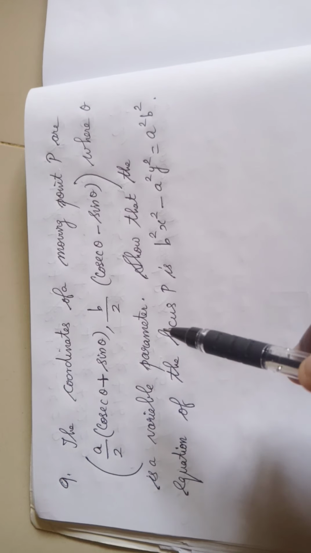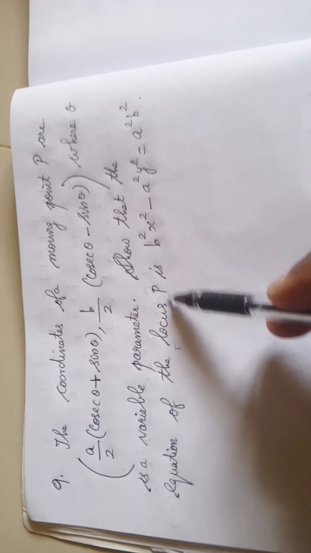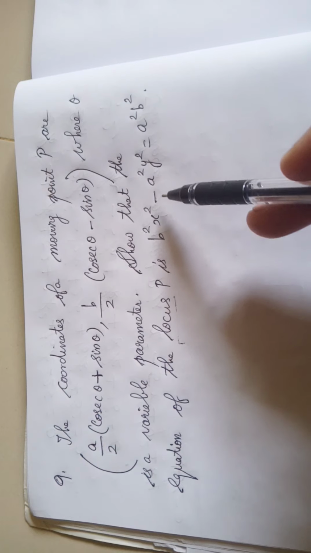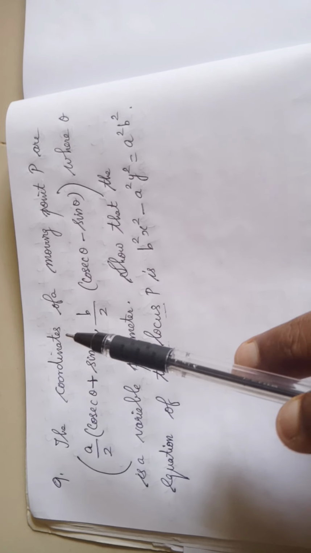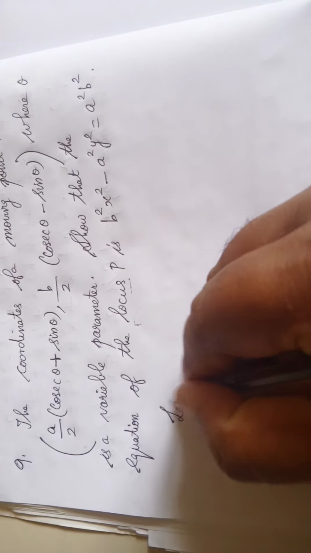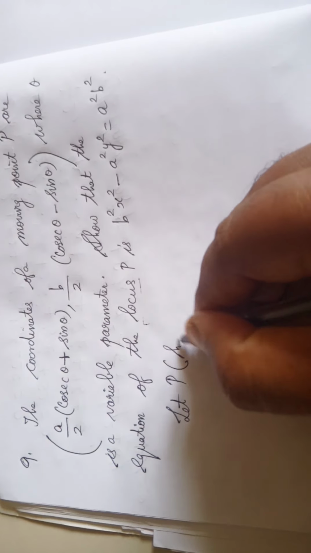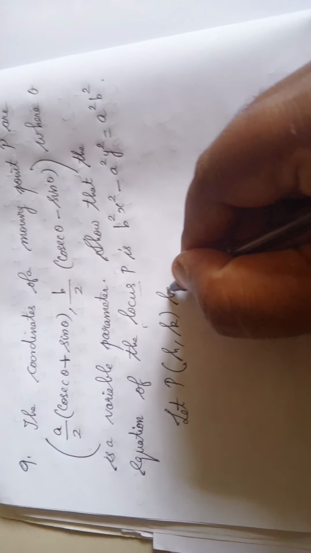That is, they have mentioned it as a locus. So we need to prove b² x² − a² y² = a² b². Locus means it is a moving point, so they have given a moving point. So let P(h, k) be the moving point.